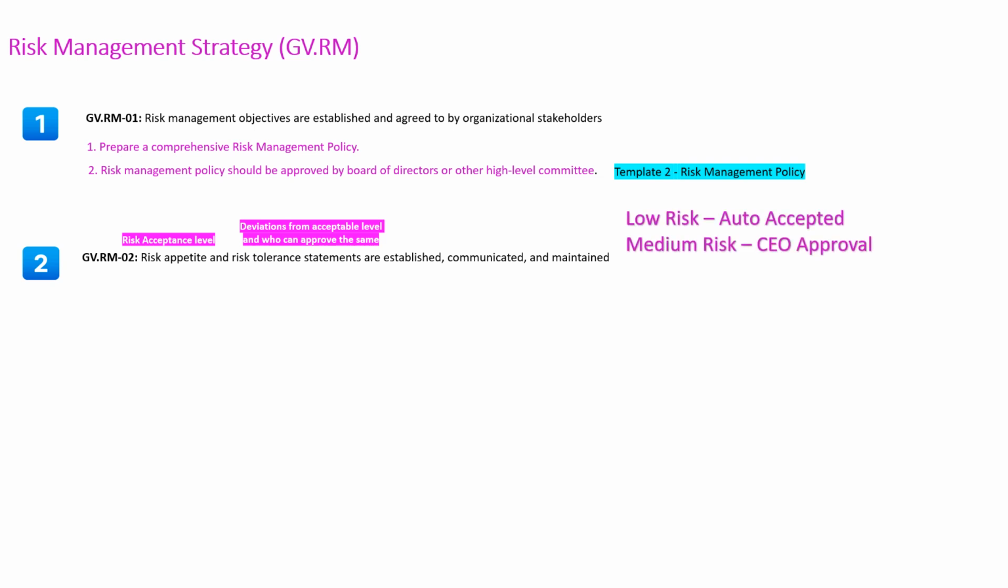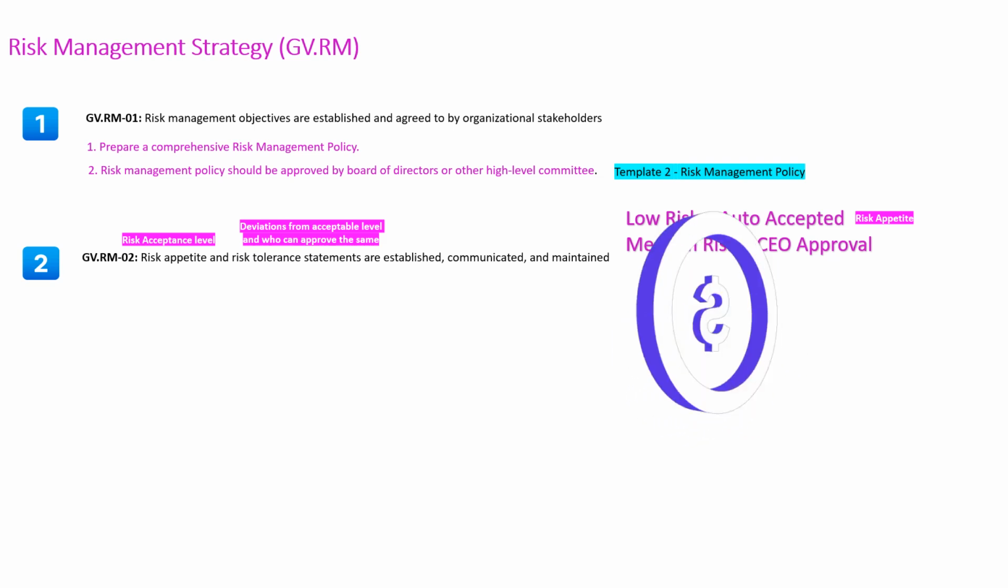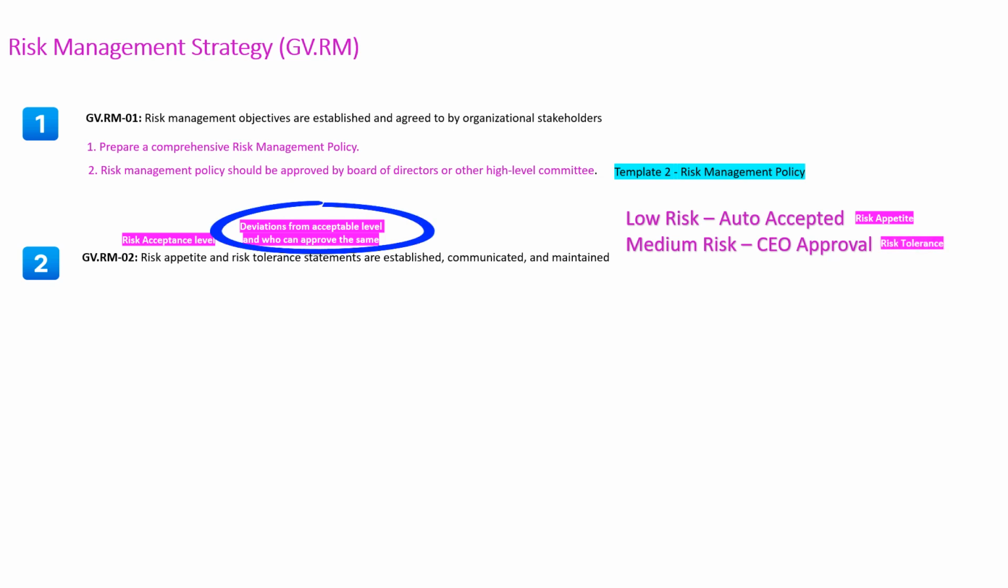An organization's risk acceptance criteria is that low risk is auto accepted. So this is their risk appetite. However, in a few scenarios, they need to deviate to grab some opportunities. So medium risk can be accepted provided it is approved by the CEO. This is their risk tolerance.